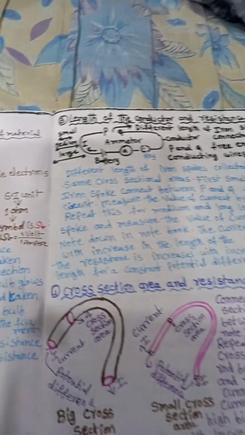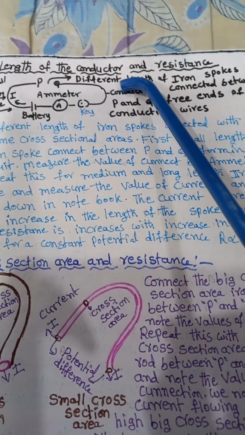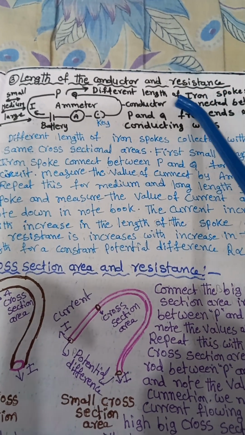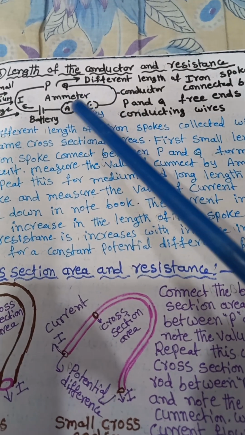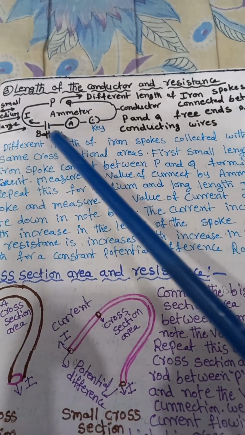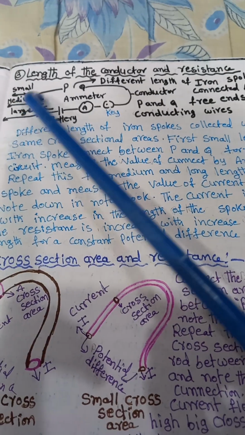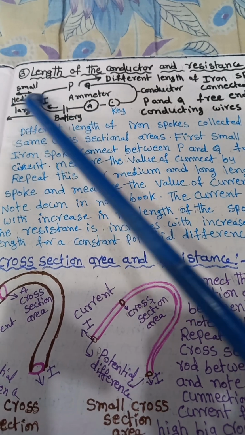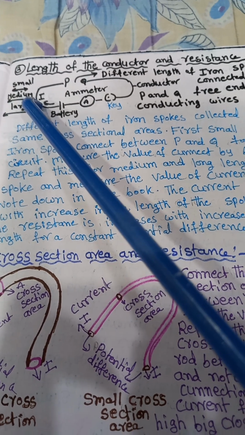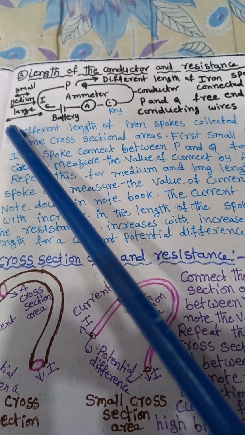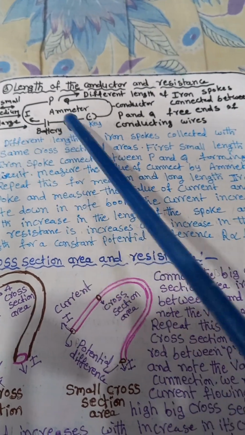Next, the third one, length of the conductor and resistance. Here three sizes of metals are taken and an electric circuit is formed. A small length iron spoke is taken, and a second medium size iron spoke is taken, and a third large iron spoke is also taken here.